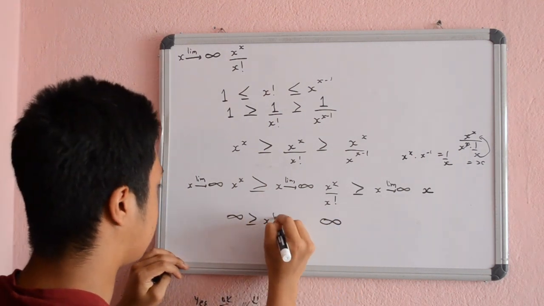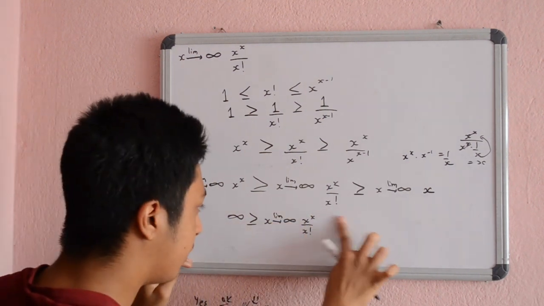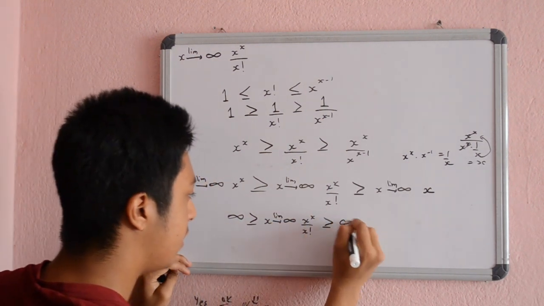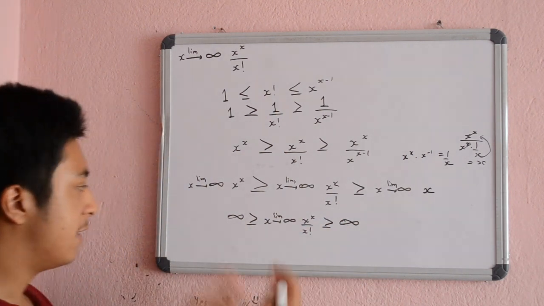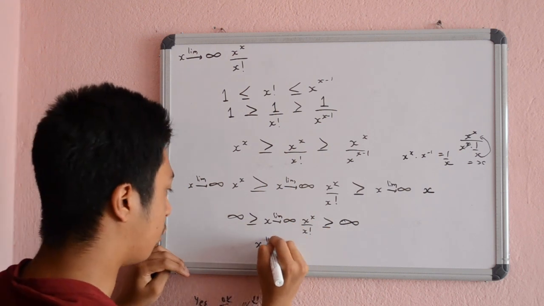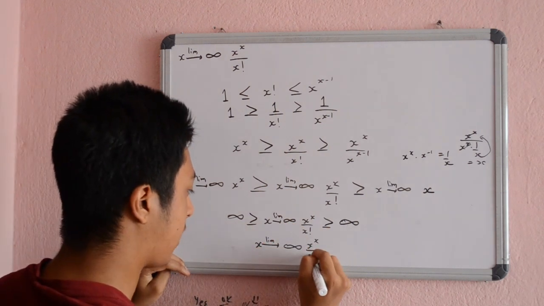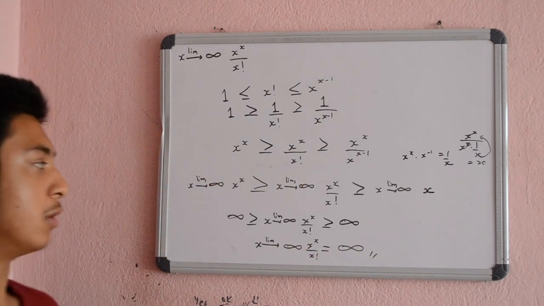And right here, as you can see, for the left inequality we have infinity, and sorry, I forgot the inequality sign for here. And for the right we also have infinity. And by the squeeze theorem, when these are equal, that must mean that this limit over here, x to the power x by x factorial, will in fact have to be infinity. And there we go, we proved it.